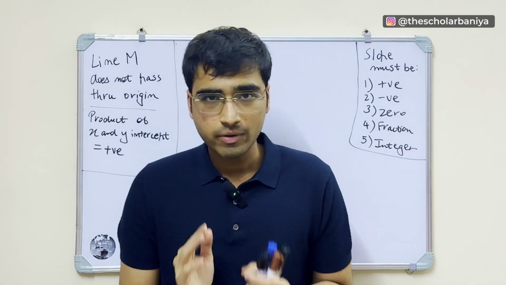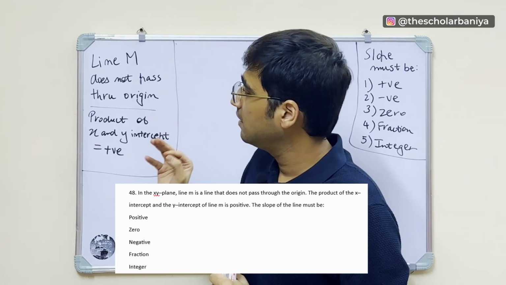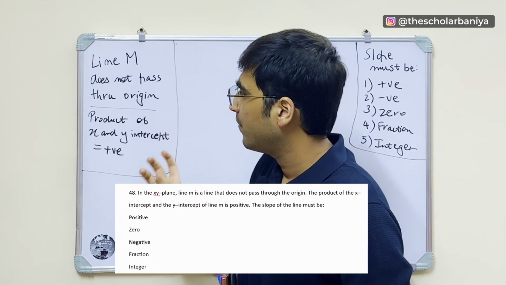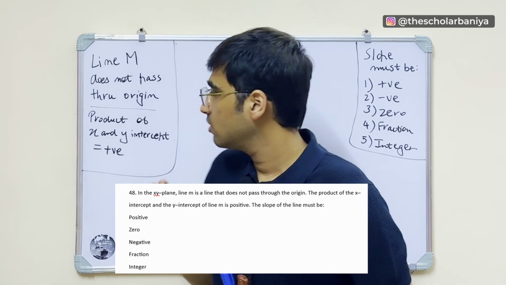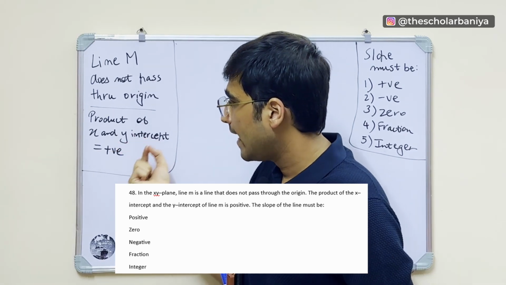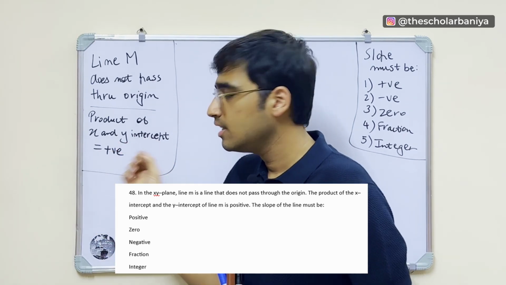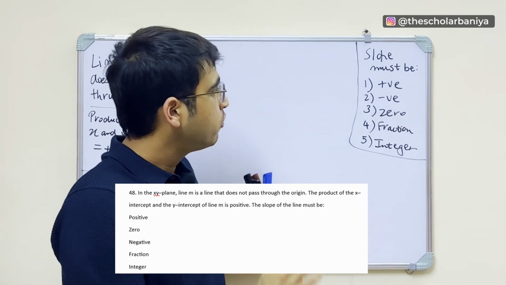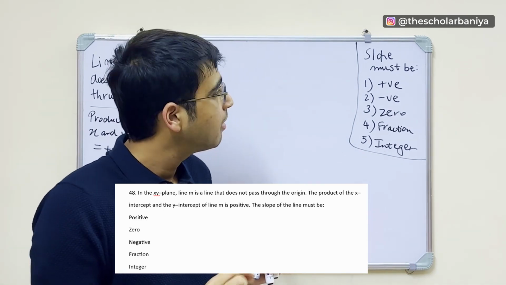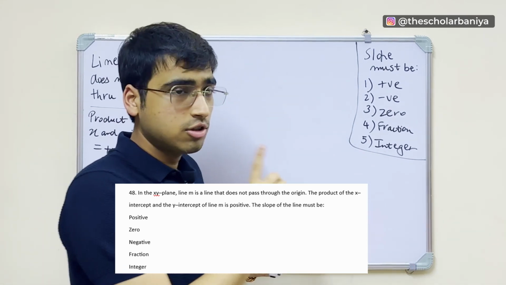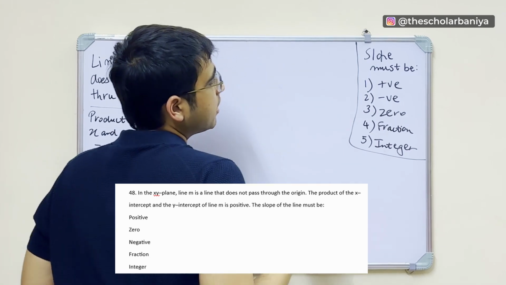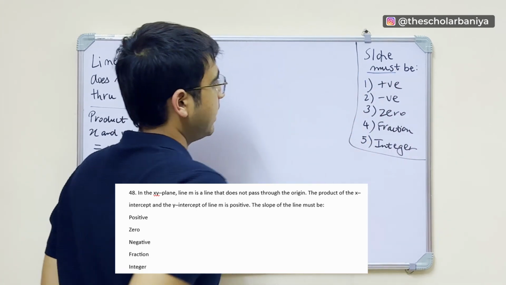So let's move on to the next question, guys. In this question, we are given that there is a line M that does not pass through the origin, okay, and the product of the x and the y intercept is positive, and we have to find that the slope must be what? Just note the word over here, which is given as must, right?